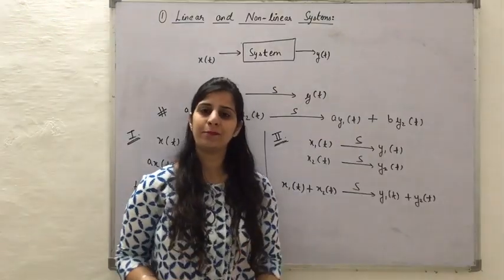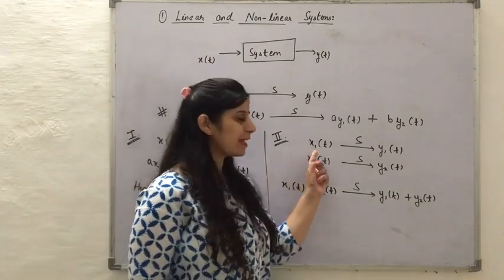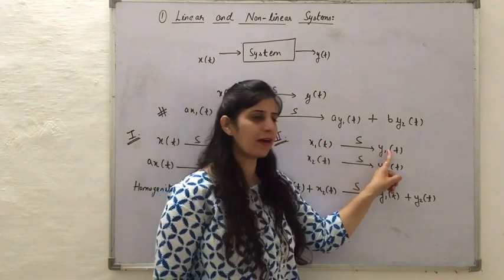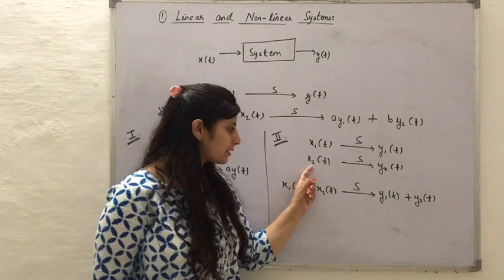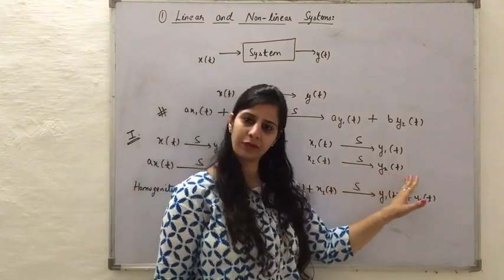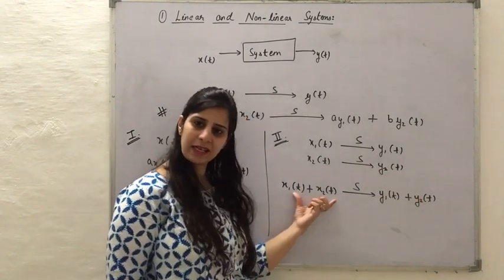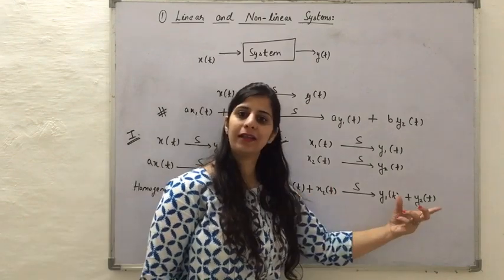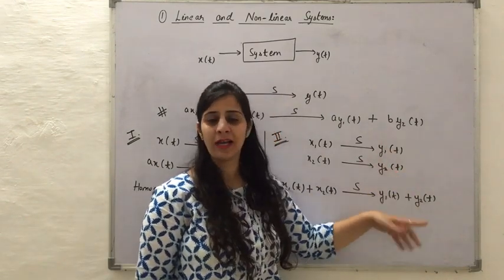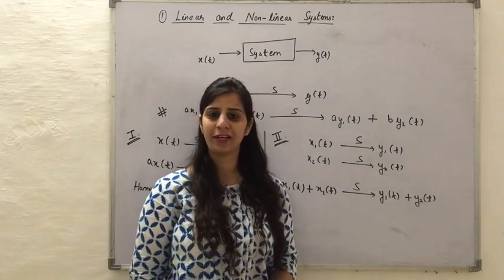To explain the second principle, I am considering two signals. The first signal is x1 of t. When it is passed through the system, it gives the output y1 of t. The second signal is x2 of t, which when passed through the same system gives the output y2 of t. Now when I take the sum of these two signals at the input side, the output that I should get is the sum of the earlier individual outputs, and this property is called the superposition property or additivity property.